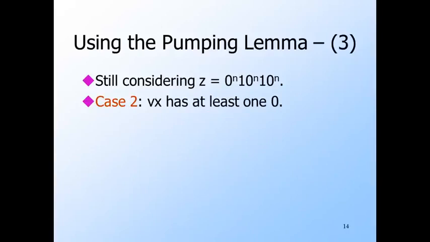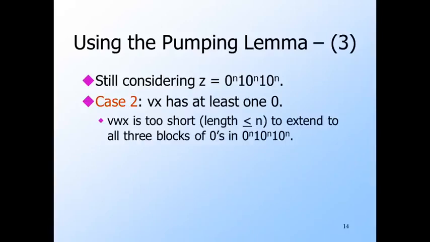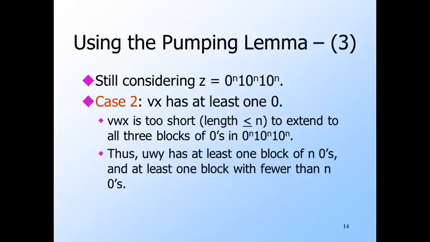In the second and last case, V and X have at least one 0 among them. VWX has length at most N, so these three substrings cannot extend from the first block of zeros to the last because N plus 2 positions separate those blocks. So again, consider UWY, which if L is context-free, must be in L. Removing V and X must leave at least one of the three blocks of N zeros intact, so it still has N zeros. But V and X have at least one 0, so in UWY, at least one of the blocks of zeros has fewer than N zeros. We conclude that in this case, too, UWY cannot be in L, and thus L cannot be context-free.